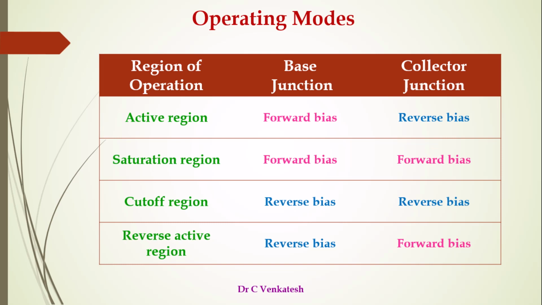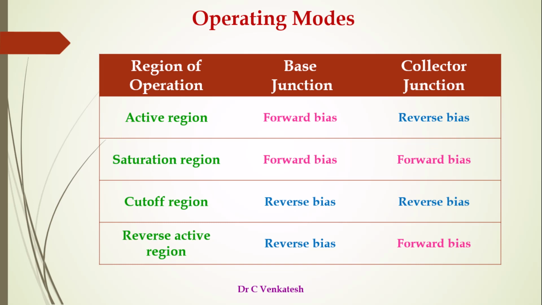In the active region, the base junction is forward biased and the collector junction is reverse biased. Forward biased means it will act as a closed switch, that is, the resistance will be very minimum. And the collector junction is reverse biased, so it will act as an open switch, the resistance is very high. The current from collector to emitter is proportional to the current flowing into the base.